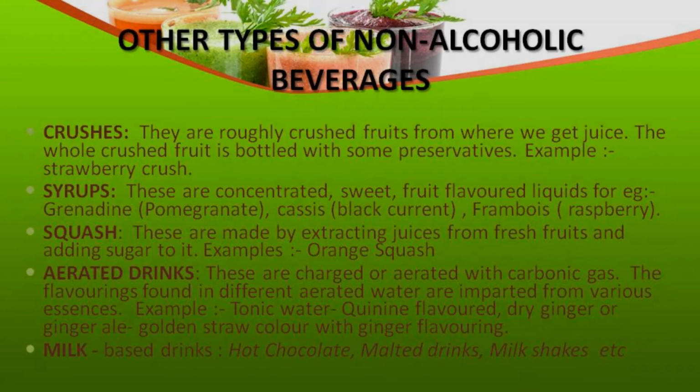Among the other types of non-alcoholic beverages, we have crushes. They are roughly crushed fruits from which we get juice. The whole crushed fruit is bottled with some preservatives. Example, strawberry crush. We have syrups. The main use of these concentrated sweet fruit flavorings is as a base for cocktails, fruit cups, or mixed with soda water as a long drink. Some of the popular syrups are cassis, which is blackcurrant, citronnelle, which is lemon, framboise, which is raspberry, grenadine, which is pomegranate, orgeat, which is almond.